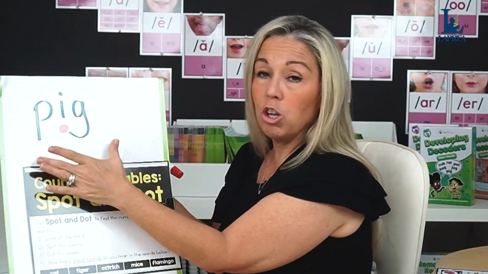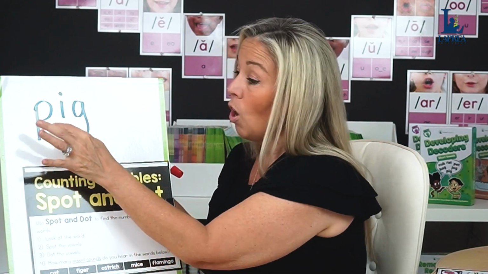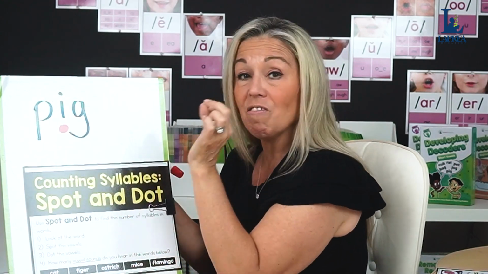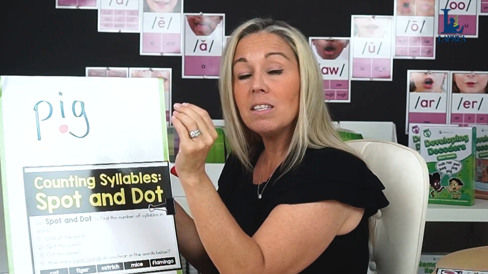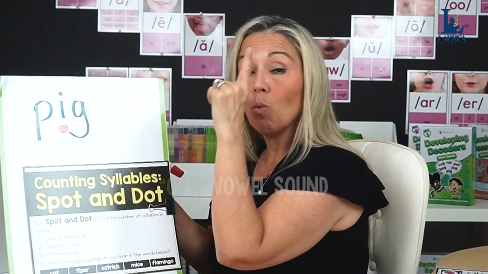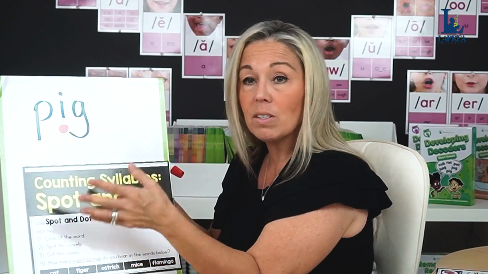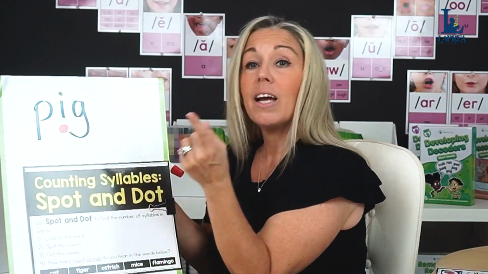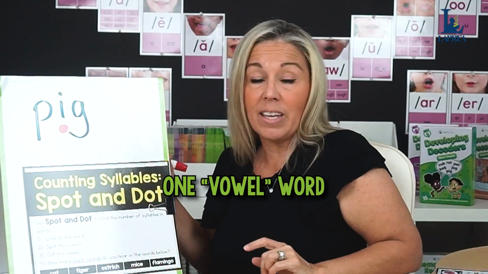So we look at the word, we spot the vowel, we dot the vowel, and then we want to know how many vowel sounds you hear in the word. Based on how many dots you have and how many vowel sounds you hear, you'll know how many syllables are in the word. Pig, one vowel sound: p, i, g. So the word pig is a one syllable word because it has one vowel sound.